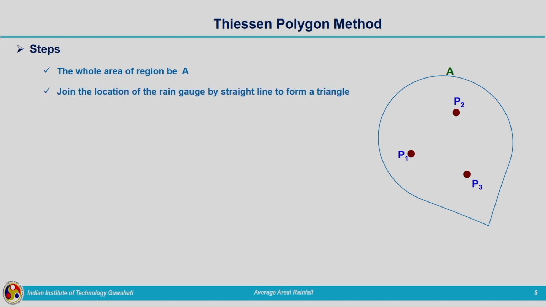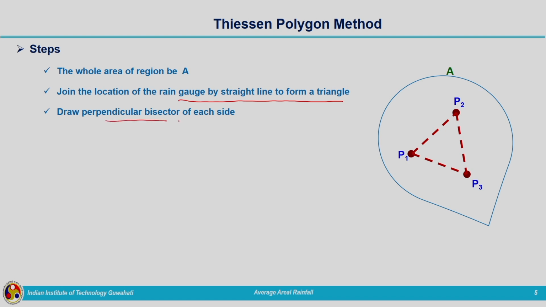What will we be doing? We will be joining the locations of the rain gauges by straight lines to form a triangle. In this simple case you can see the 3 rain gauges connected by straight lines forming a triangle, with the rain gauges as the vertices. Now we will draw the perpendicular bisector to each side. This way we will be drawing the perpendicular bisectors.